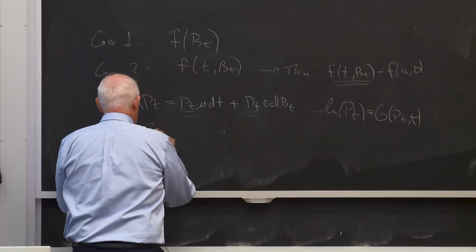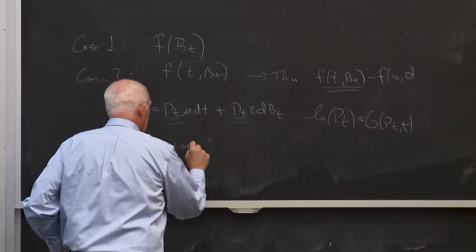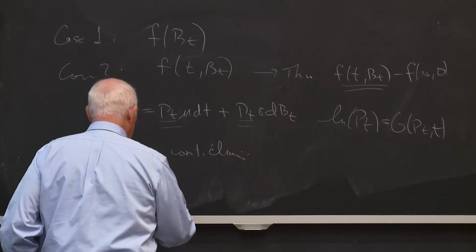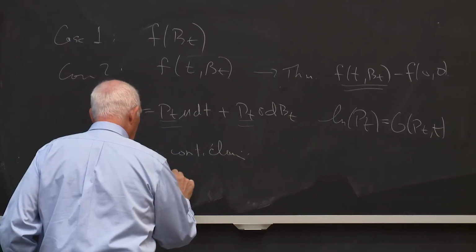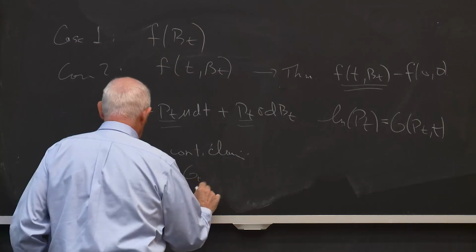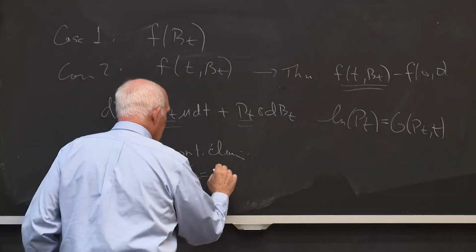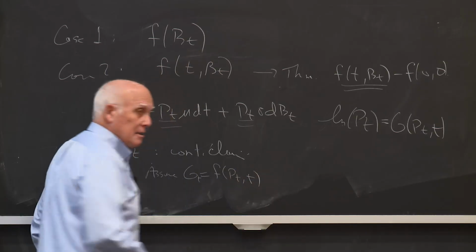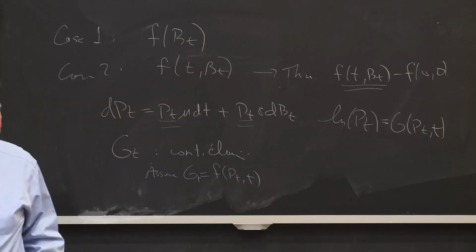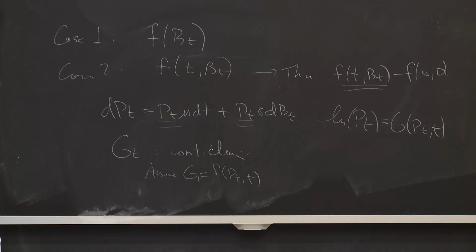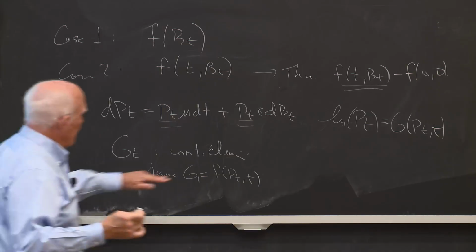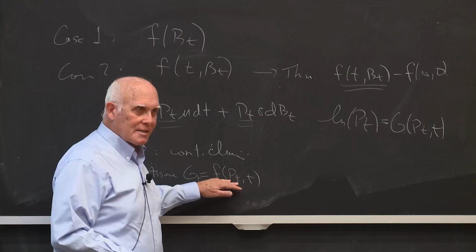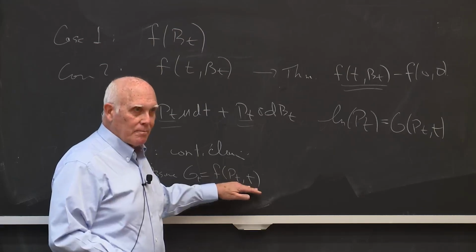So we have GT, which is a contingent claim, and we assume that GT is equal to some function f of pt and t. So we assume that the derivative depends only on the current level of the asset and the current time.